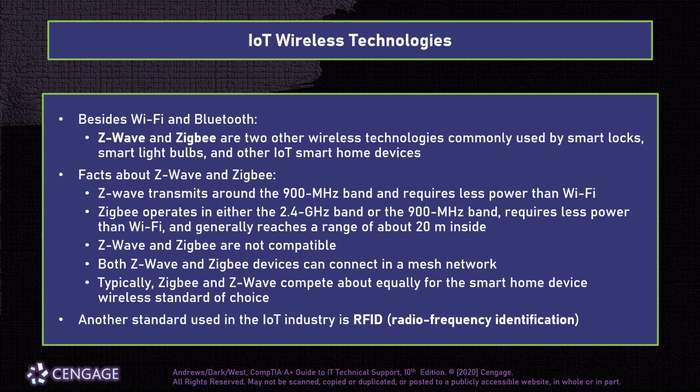These two technologies are often used by things like smart locks, smart light bulbs, smart thermostats, smart appliances, things like that. They run around 900 megahertz for both, or Zigbee can run in the Bluetooth range of about 2.4 gigahertz. Now, they require significantly less power than Wi-Fi and have a range of about 20 meters. If we're talking about normal Bluetooth, that range is normally about 30 meters. And Wi-Fi can sometimes cover a pretty broad range depending on how much power is behind the transmitter.